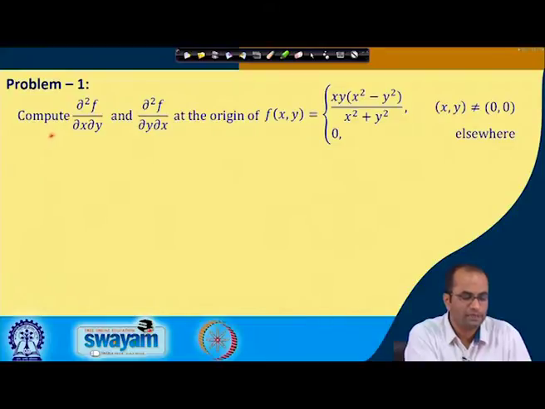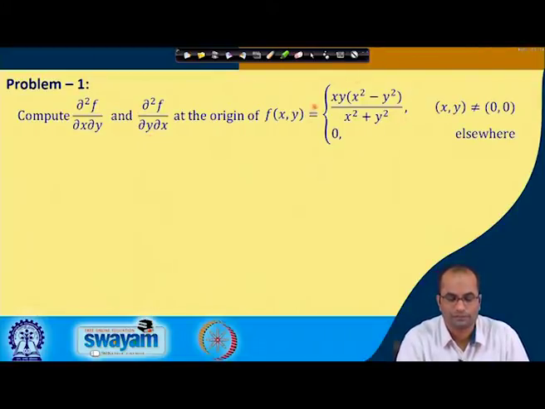Let us directly compute these mixed derivatives, del 2 f over del x del y and del 2 f over del y del x, at the origin of this function.